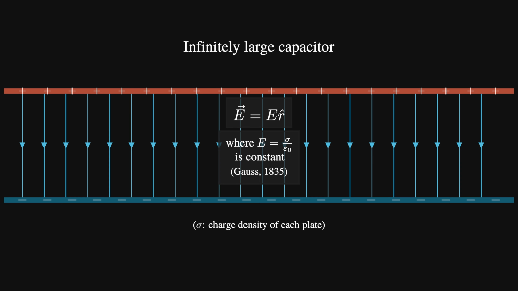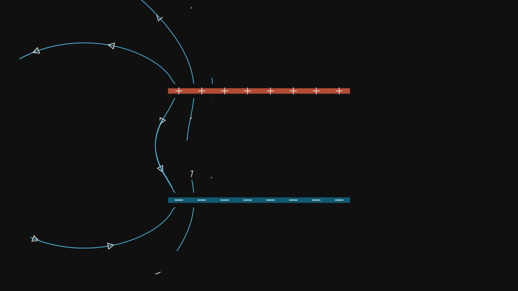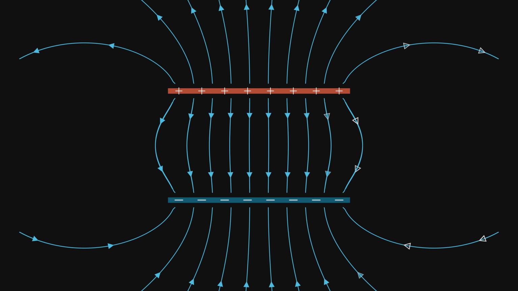Now obviously, in a real capacitor, the plates are not infinitely large, so the field lines change like so. However, you can still see that towards the center of the plates, the field is very close to being uniform, and almost acts in the same way as in our infinite capacitor. Therefore, we often use the infinite plate capacitor as an approximation to the field in a real capacitor like this.